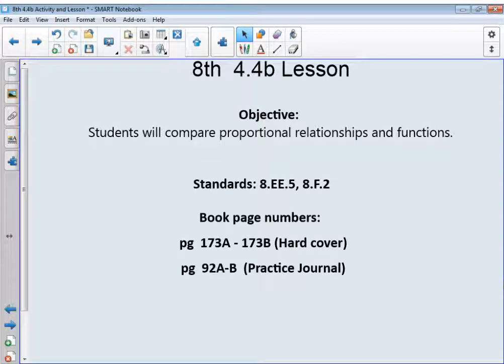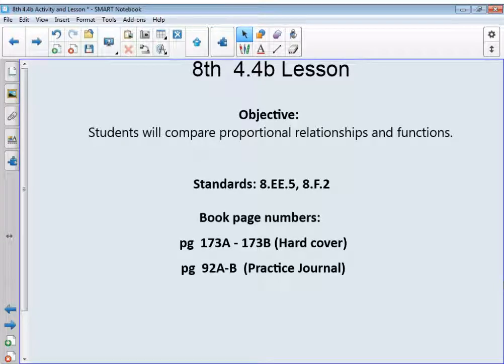Okay, this is the 8th grade 4.4b lesson. The objective: students will compare proportional relationships and functions. The standards covered in this lesson are 8.EE.5 and 8.F.2. The page numbers out of the hardcover book are pages 173A and B. That's where I grabbed most of the activity or the examples for this lesson. And then your practice journal page you'll actually be using for homework.